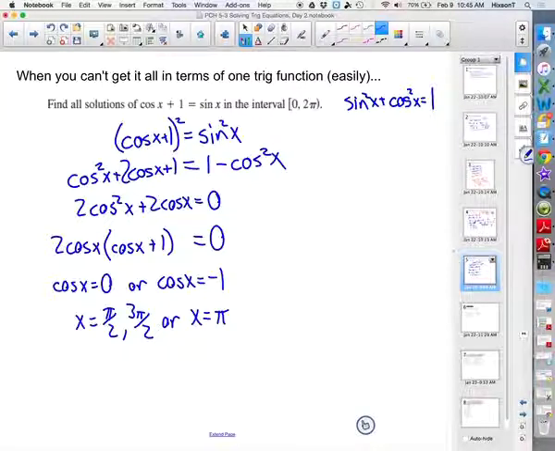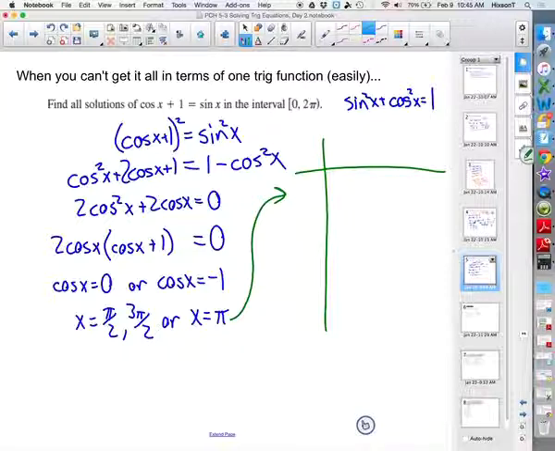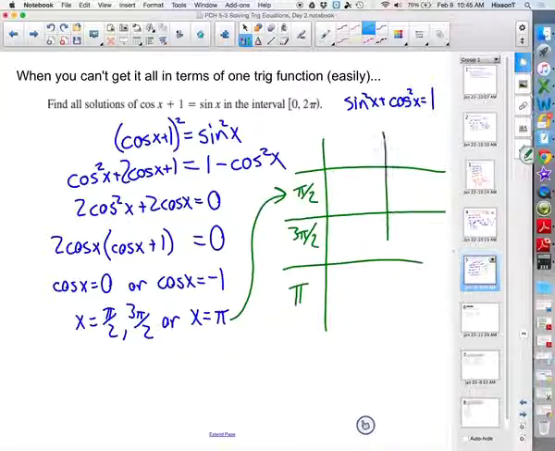It's possible that all the answers we got could work, but what we'll do is test these. What I would recommend is you can make yourself a little table pretty easily. I'm going to do pi over 2, 3 pi over 2, and pi. In this column, I'm going to do the left side of the original equation, cosine x plus 1, and on the right, the sine of x. Notice I'm using the original equation. Don't use these, because that's after you squared it.